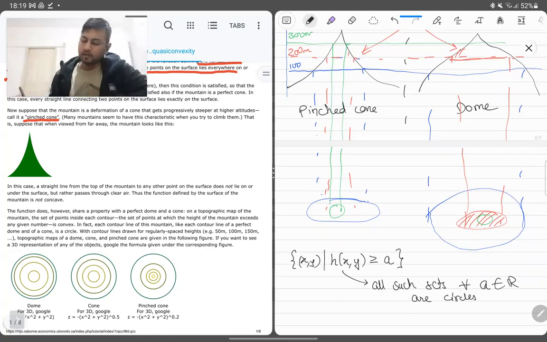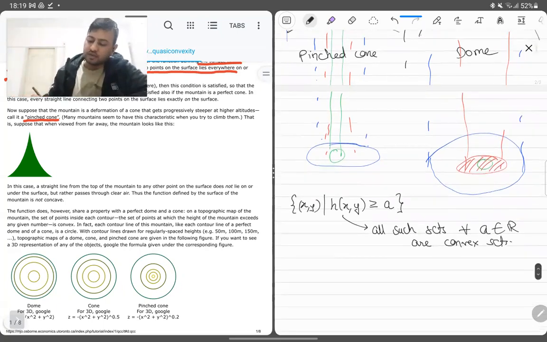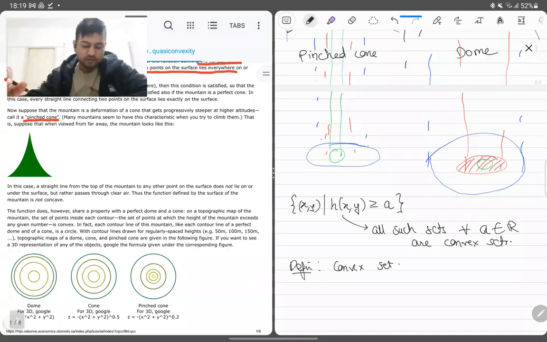Now I'm not interested in them being circles. What I'm actually interested in is them being convex sets. Now a circle is a convex set. Can you tell me what is a convex set? Can you define a convex set? Can anybody tell me the definition of a convex set?